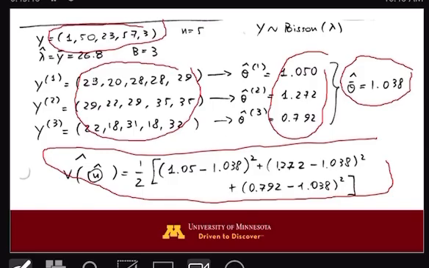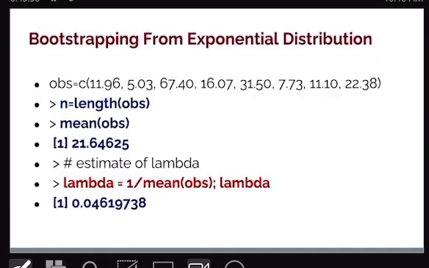I provided some R code. I've updated the material. I just posted the update today. You can check. Take a look at this. I've added this. This is how we do parametric bootstrapping in R.